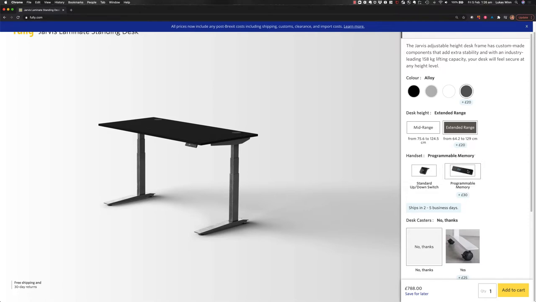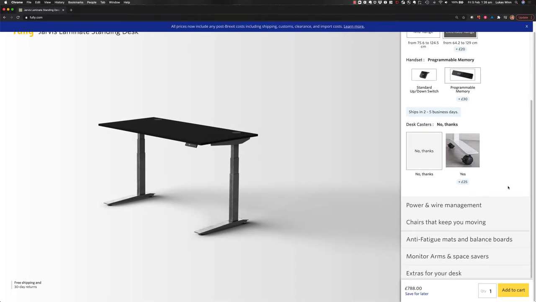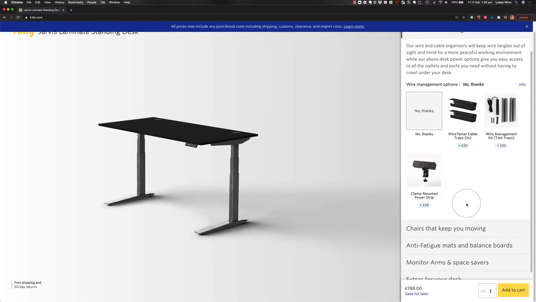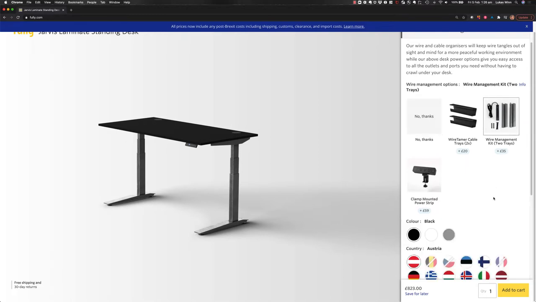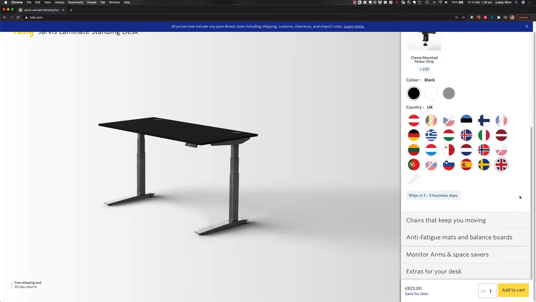I went with the programmable memory handset, as this was only £20 extra and provided more functionality. However, if you were not concerned about preset options, you could opt for the standard up-down switch. In terms of power and wire management, I went with the wire management kit, which comes with 2 cable management trays, some cable ties and adhesive clips, which attach to the desk along with a surge protector. This was an extra £35, and I chose black to go with a desk theme and obviously the UK for the plug.